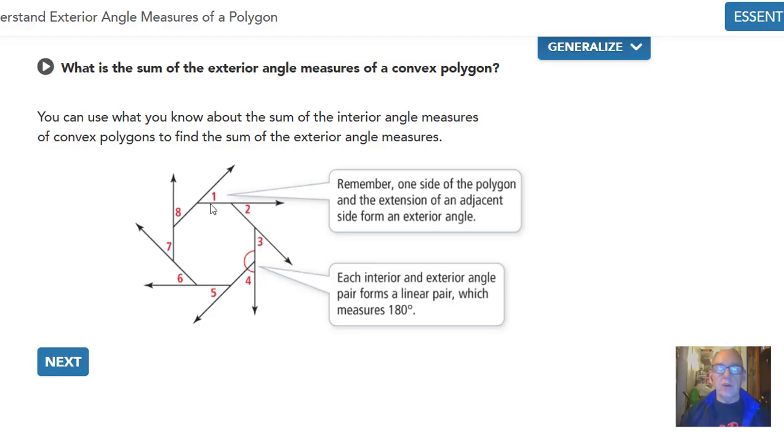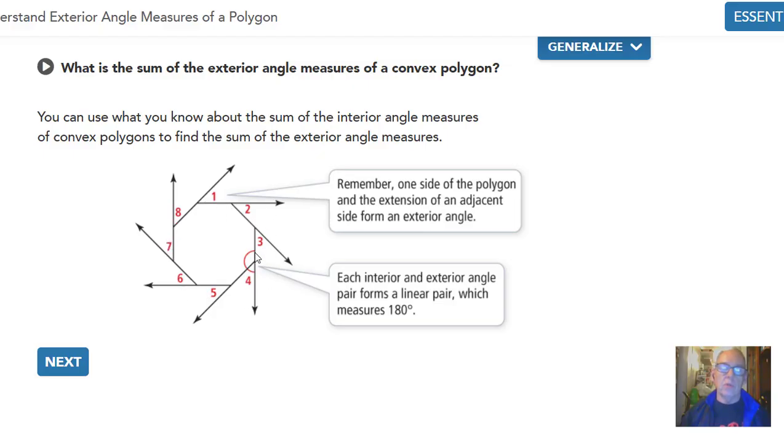But if we look at each side here, if we were to extend the sides in a pinwheel pattern, we can see that each one of these interior angles has an exterior angle pair that makes 180 degrees. So whatever this interior angle is, this exterior angle at that vertex is supplementary to it. Each one of these angles, if you just go in one direction as you go around.